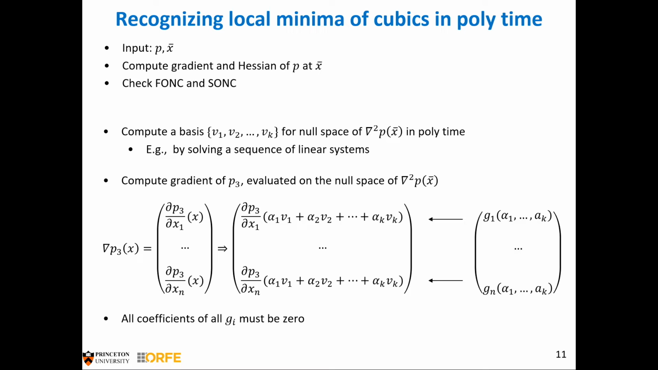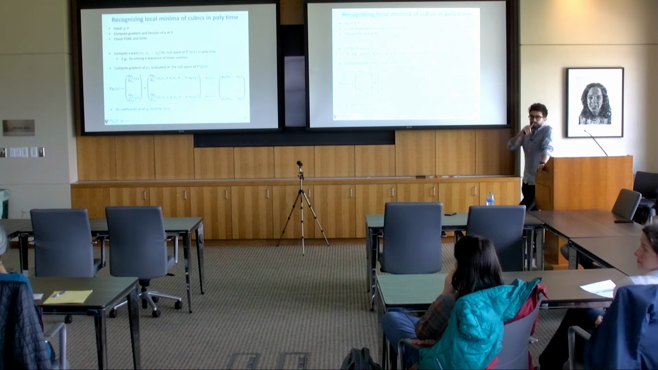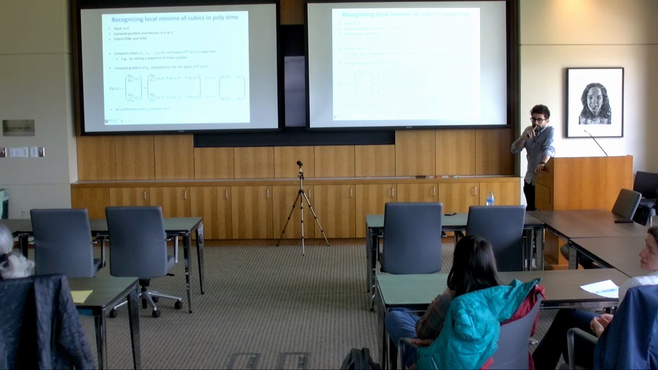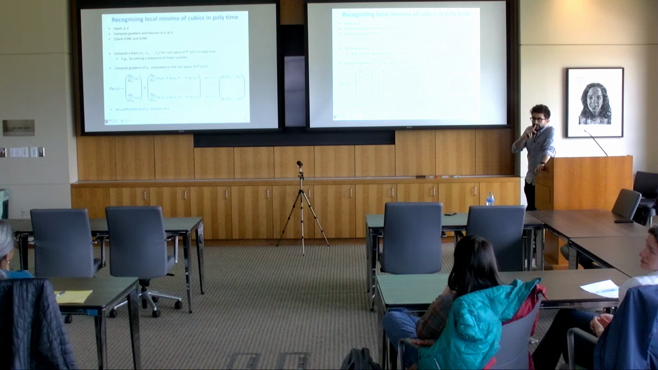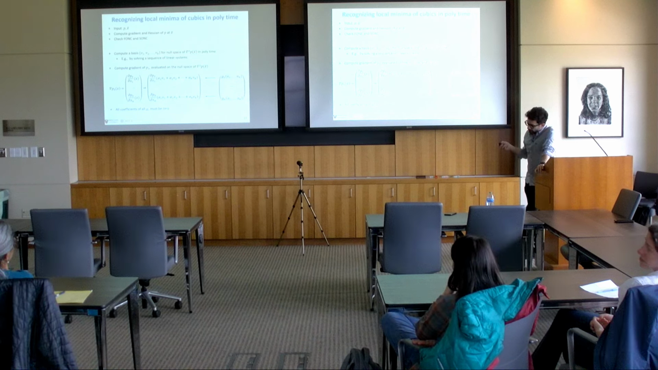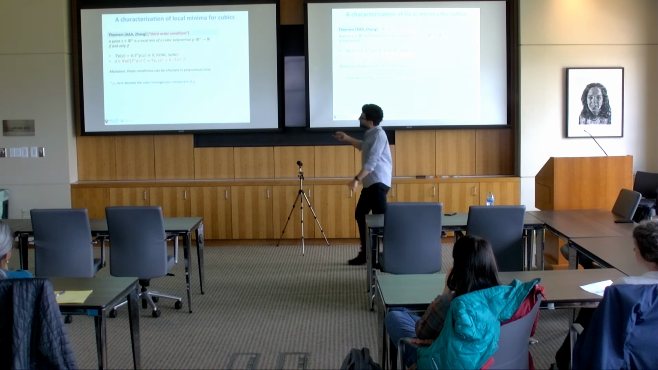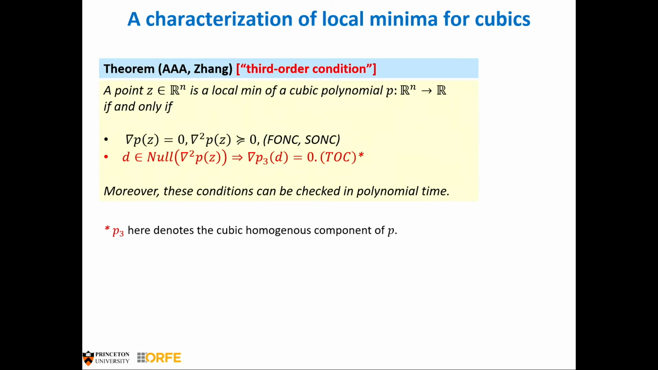So presumably something goes wrong if we try to extend this to the fourth order. I'm just curious. Certainly. In fact, in the paper, we have examples that show this last condition is neither necessary nor sufficient for fourth order polynomials. It's clear that it's not sufficient. For necessary, we have a nice example.